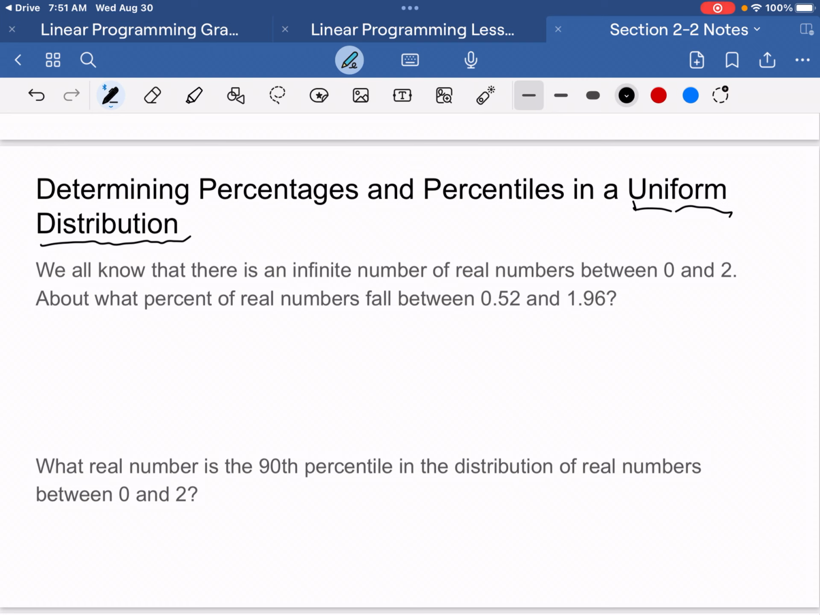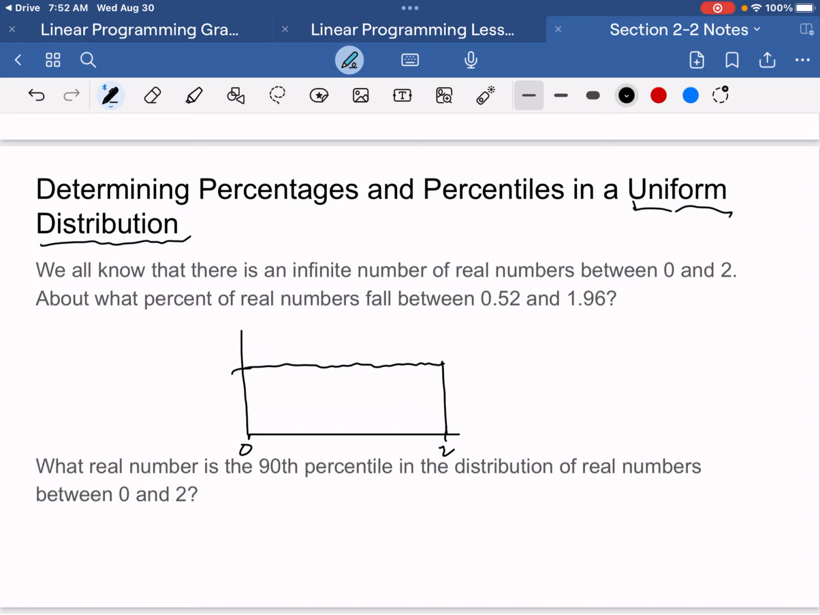We all know that there's an infinite number of real numbers between 0 and 2. Well, I want to draw a density curve that represents that situation. So I want you to picture 0 is here and 2 is here. And I want you to picture that I come up to some tick mark on the y-axis and I draw a rectangle. In other words, all of the real numbers between 0 and 2, if I randomly picked one, they all have an equal chance of being chosen, so they should occur about the same amount of times.